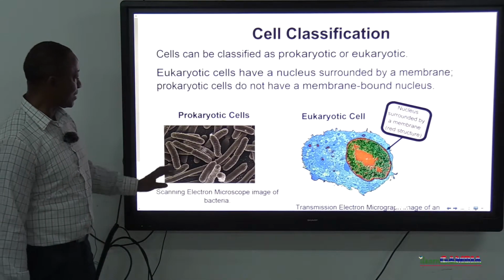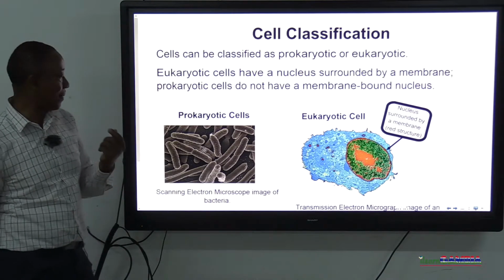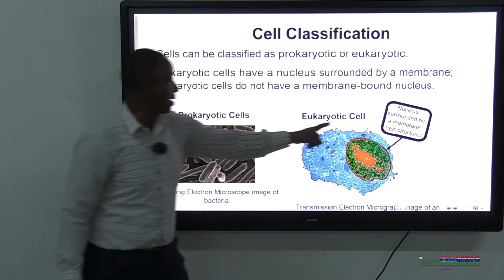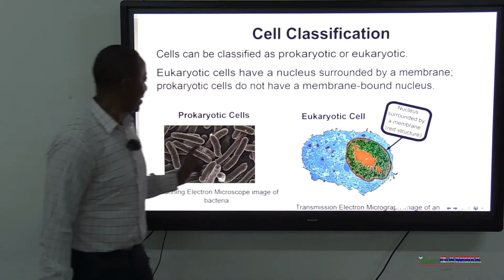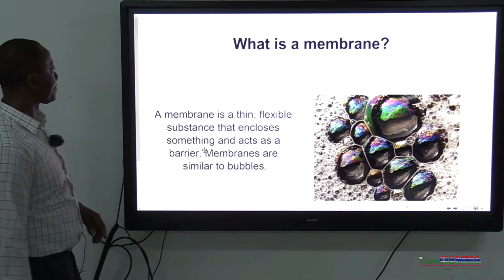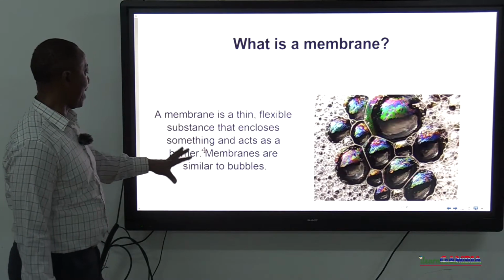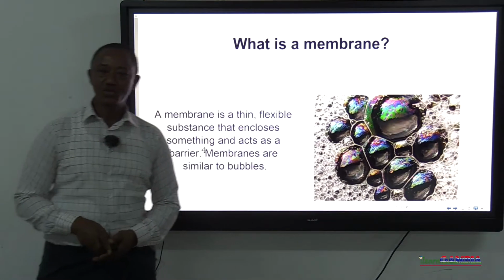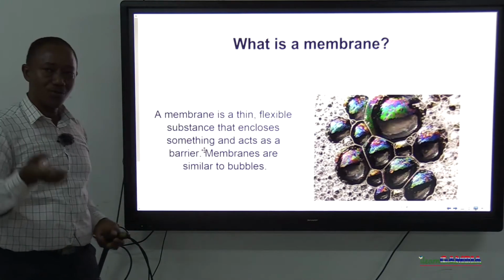So inside their bodies, the nucleus is there, but it is not surrounded. The nuclear material, because you have the material, which is the DNA, and then if it has the membrane around it, then it is called a nucleus. But if you don't have the membrane around it, the nuclear material though is there, but it is not a nucleus, it's just the nuclear material. Now, what is a membrane? We say a membrane is a thin, flexible substance that encloses something and acts as a barrier. They're similar to bubbles. If you make soap bubbles, sometimes you can have a little balloon-like bubble moving.